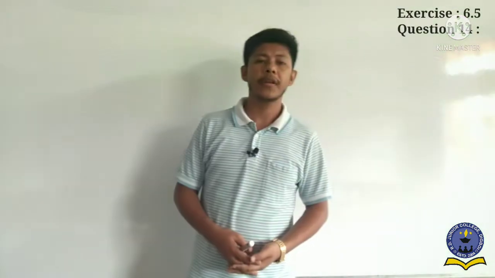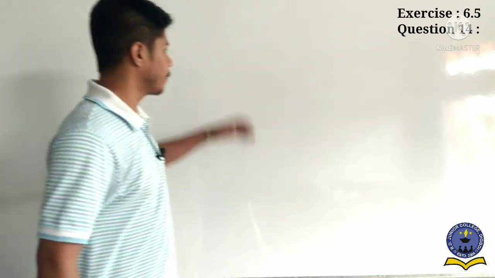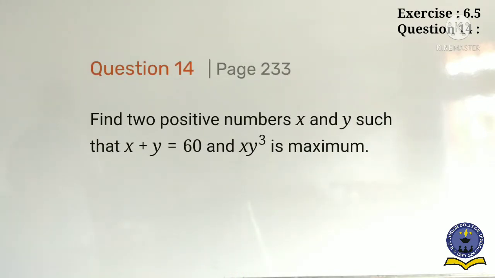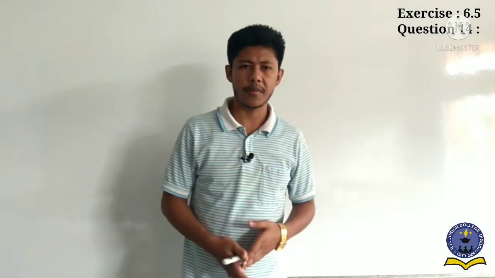Okay. After completing question number 13, if you see question number 14, it is given here in this way: find two positive numbers x and y. Same type of question. Find two positive numbers x and y such that x plus y equals 60 and xy cube is maximum. In the earlier question it was given as large as possible, now xy cube is maximum. So the meaning is the same here.